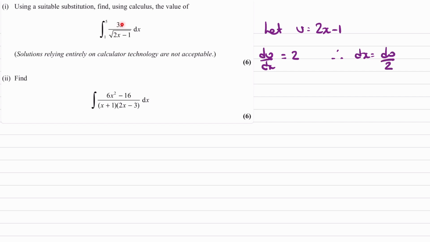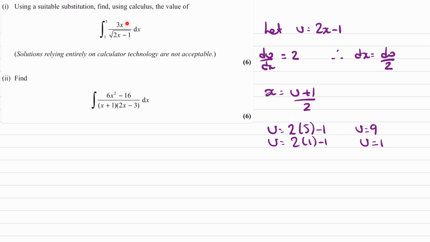To write this x in terms of u, we need to make x the subject. So x will equal u plus 1 over 2. And we need to write each of these limits in terms of u. If u equals 2x minus 1, we'll have 2 lots of 5 minus 1, so u will equal 9. And we'll have 2 lots of 1 minus 1, so u will equal 1.